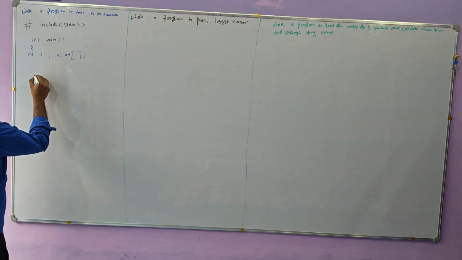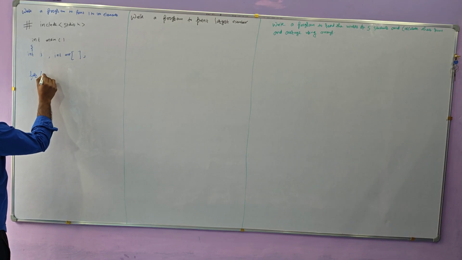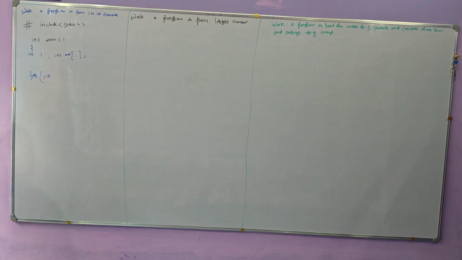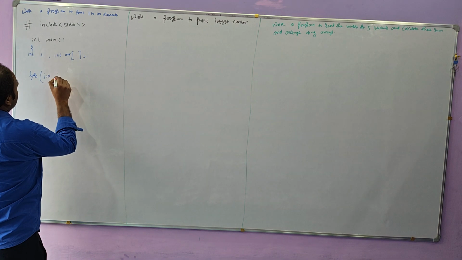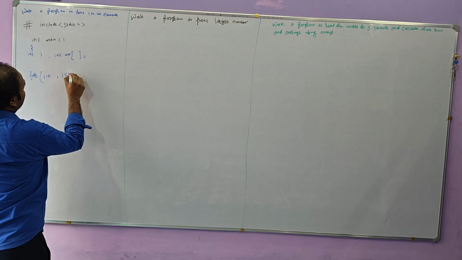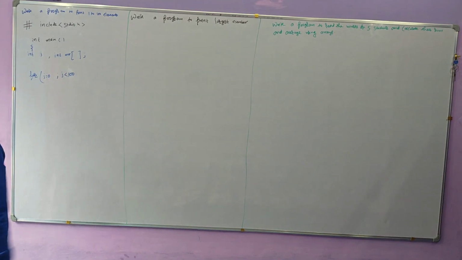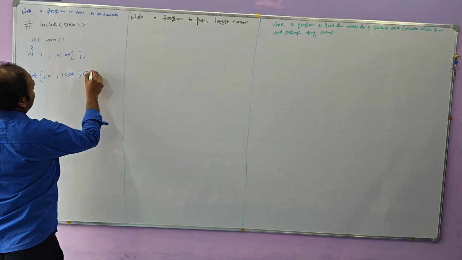So firstly we take a for loop. For i is equal to 0. In an array, the index always starts with 0, so we take i equal to 0. i less than 100, because we want 100 elements, and i plus plus.